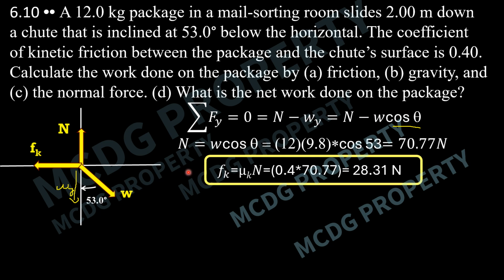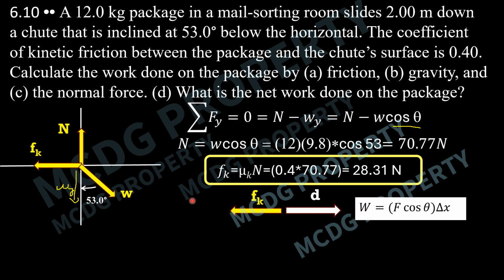Now, since you already know the frictional force, you can now solve for the work done by friction. So again, the frictional force is going to the left, and the displacement is going to the right, and the magnitude of the displacement is d.